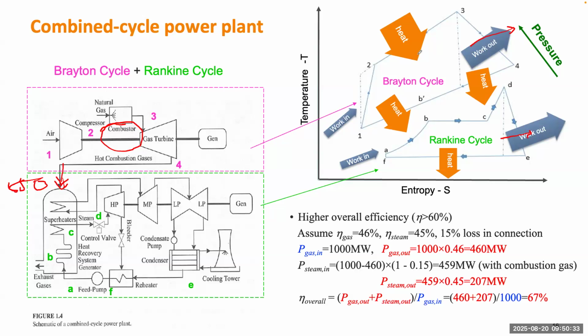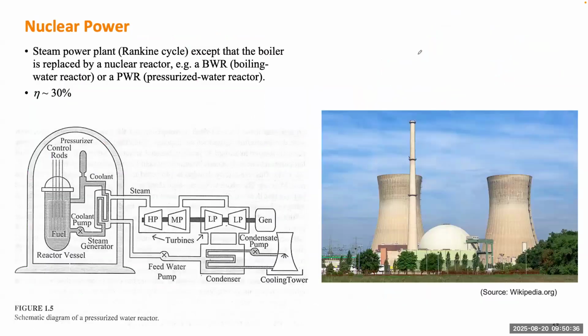Any questions? Okay, so next one, the nuclear power plant. A nuclear power plant is also similar to a coal-fired power plant. It's also based on the steam engine idea, but the fuel is not coal. It's just nuclear fuel. There are two types of nuclear power plant based on the nuclear reactor. It can be a boiling water reactor or a pressurized water reactor. Efficiency is usually lower than a coal-fired power plant because for a nuclear power plant, reliability is more important.